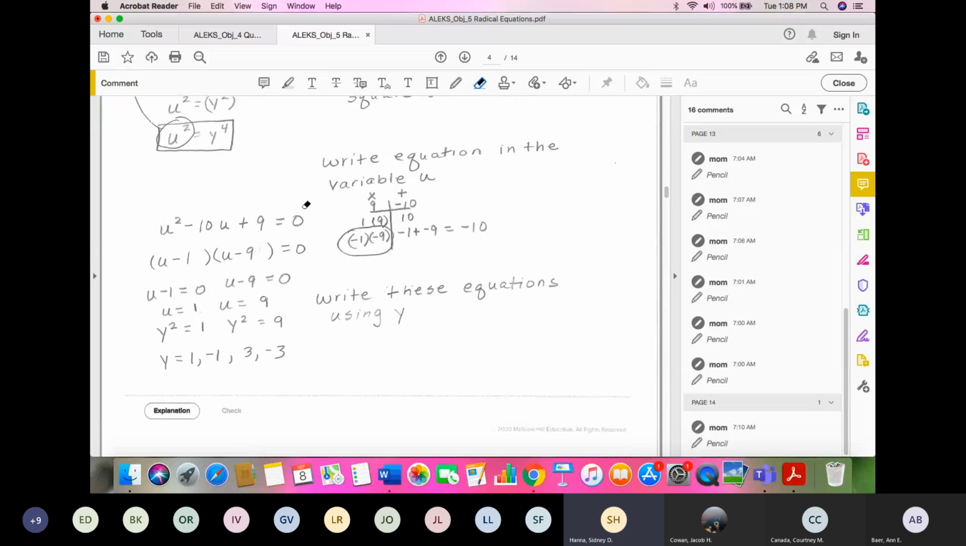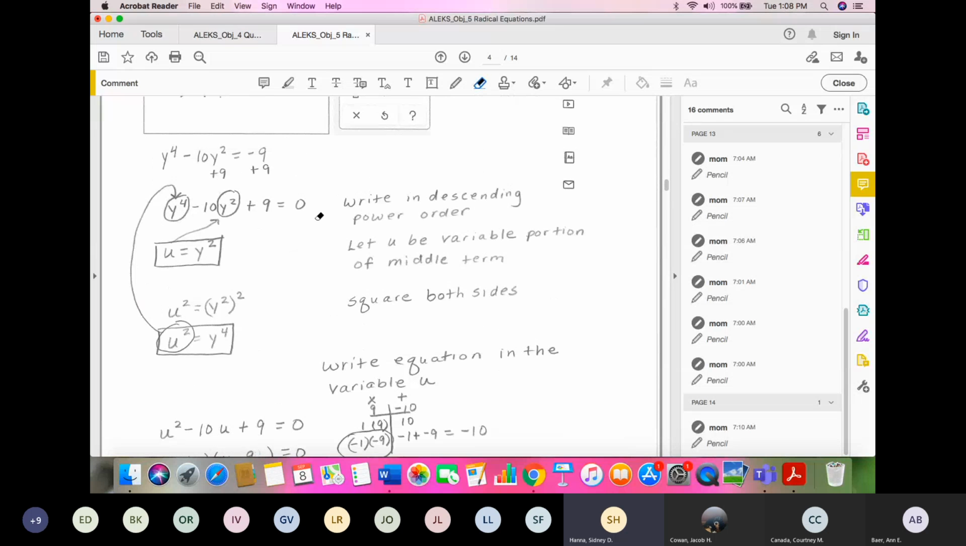Like, I know that came into play up at the top, but I don't understand why. Right here. Let u be the variable portion of the middle term. That's because that's what works. So the middle term is right here. This is the middle term. One in the middle. The variable portion is y squared. You really can't separate the square from the y. So you have to use it as y squared. Does that make sense?